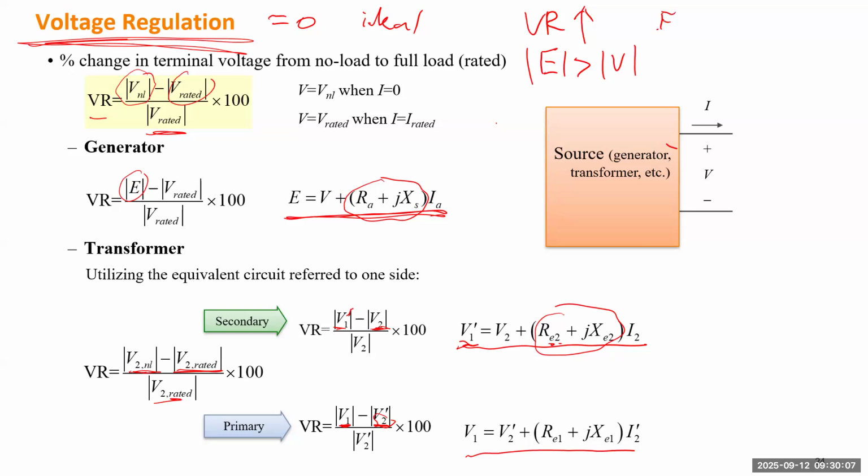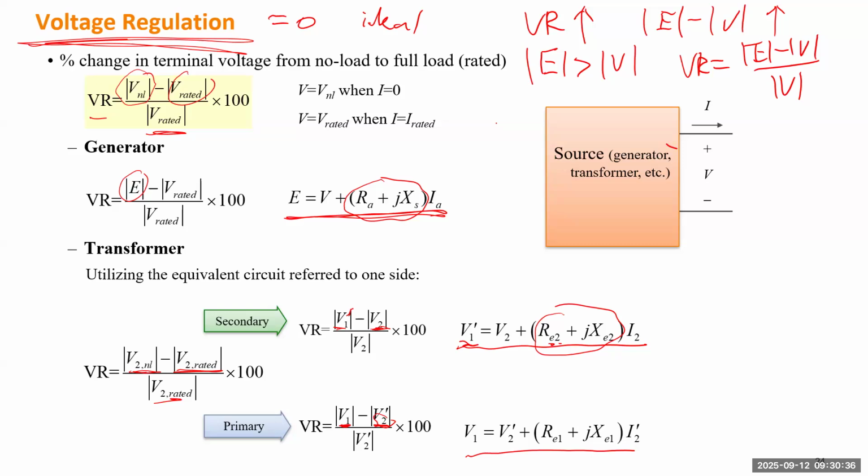Which means the gap between the voltages should be increased, right? For a generator, it should be this formula, E minus V, divided by V. But for a generator, it could happen that E is lower than V. In what condition? Which means voltage regulation can be negative.